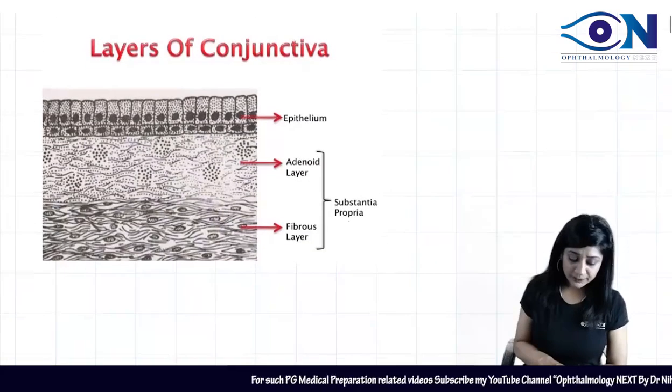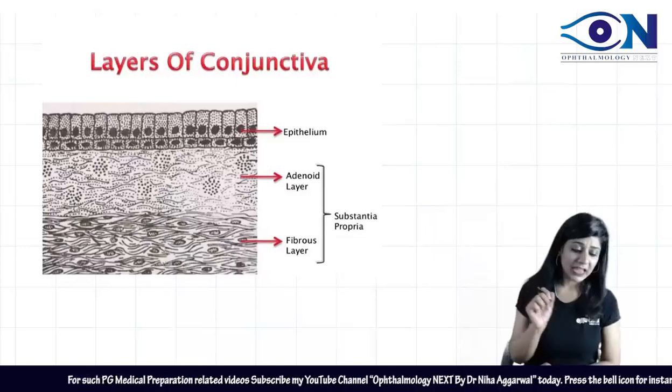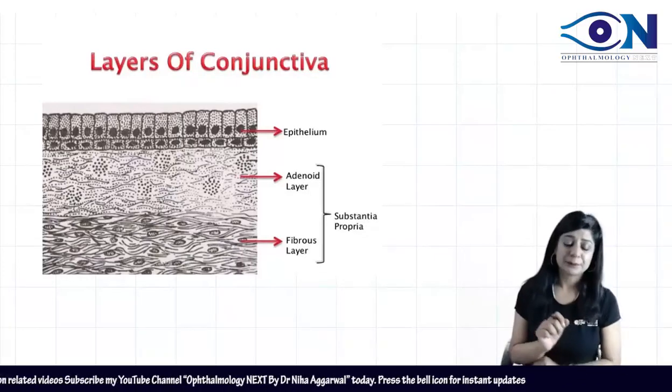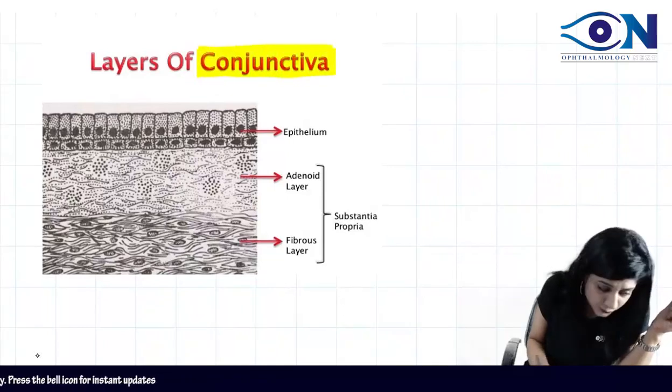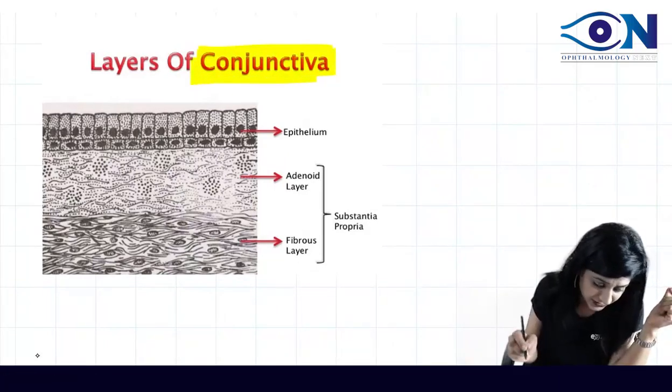So first of all, if you look at this, we have the layers of the conjunctiva. So if you start with this conjunctiva, actually, what do you mean by this conjunctiva?